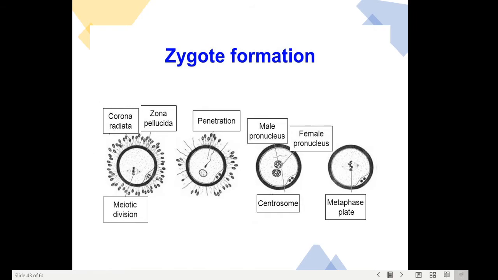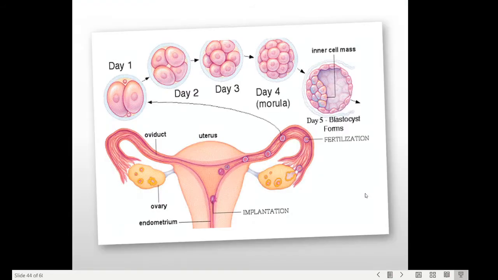This structure is called the corona radiata, then the zona pellucida. Then penetration, then male pronucleus formation. It's a metaphase plate. It's a day by day development of cells.